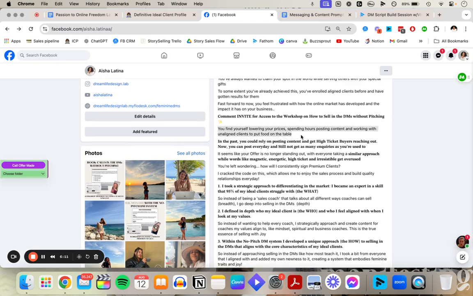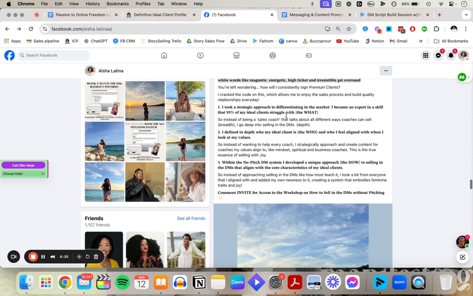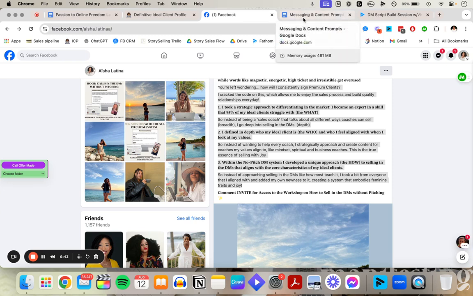And then the second part is what are they doing now that isn't working? So someone has told me they are lowering their prices, spending hours posting content. This is what they're doing now that isn't working at all. Okay, and then the last part is talking about my vehicle. How does your vehicle help them solve the problem? Your vehicle is essentially your special method. So my special method is a no pitch DM system. And then here is the part where I position it as the solution.